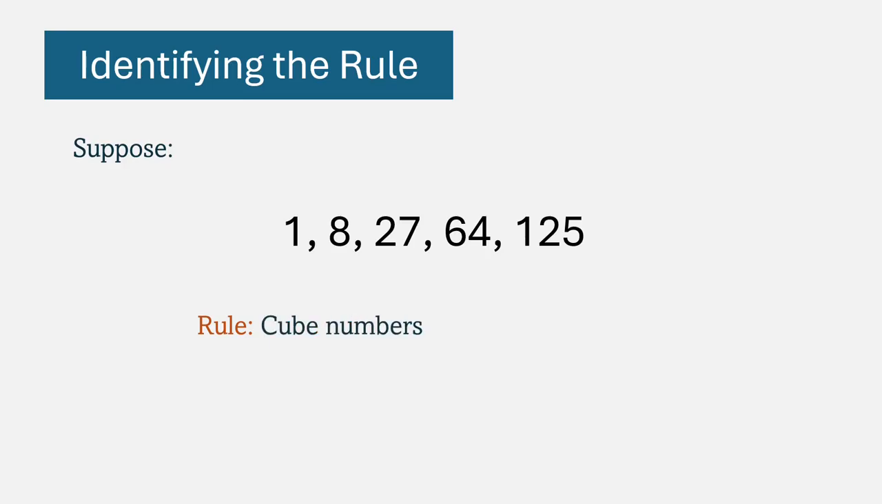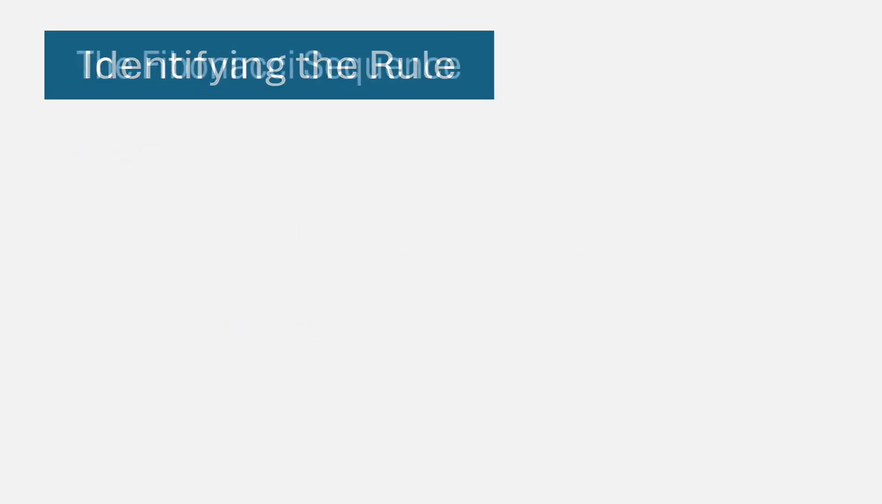Okay, another one: 7, 14, 28, 56. What is the rule here? As you can see, the rule here is we are multiplying by 2, because 7 times 2 is 14, 14 times 2 is 28, and so on. Another one: 1, 8, 27, 64, 125. What's the rule? Okay, the rule here is cubing. We cube numbers. So 1 to the power of 3 is 1, 2 to the power of 3 is 8, 3 to the power of 3 is 27, and so on. Okay, so you're already guided.